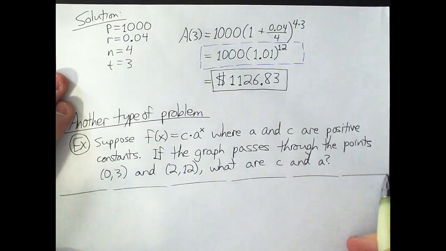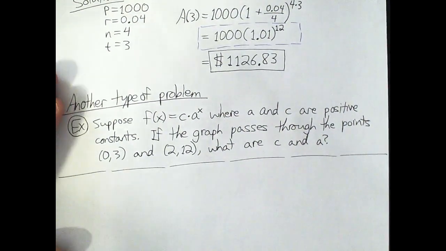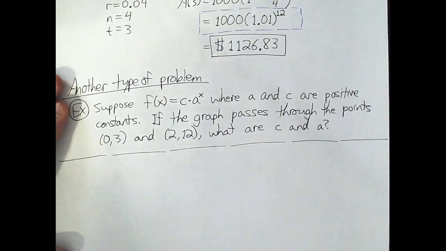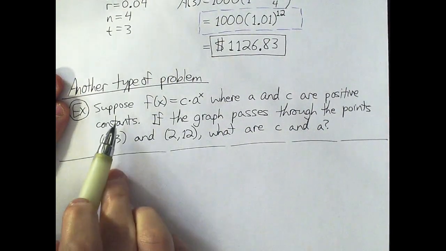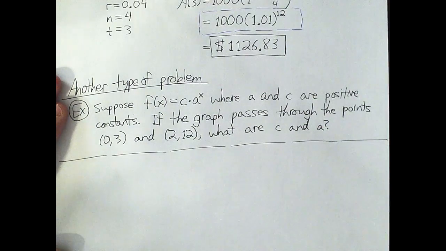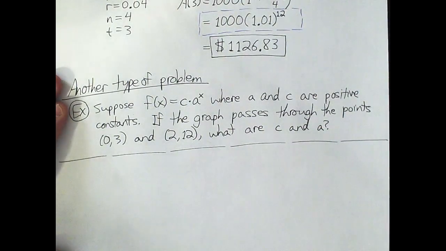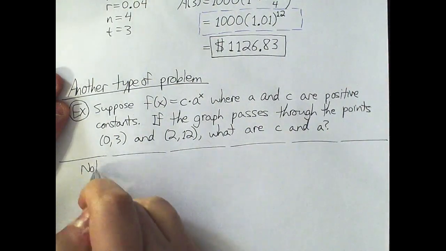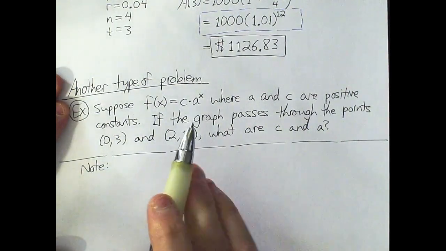All right, so I hope that you really tried this on your own, even if it's a little bit different looking. We are given the general formula of what this function looks like, and we're given 2 points that it passes through. Based on what we know, we can work with this.